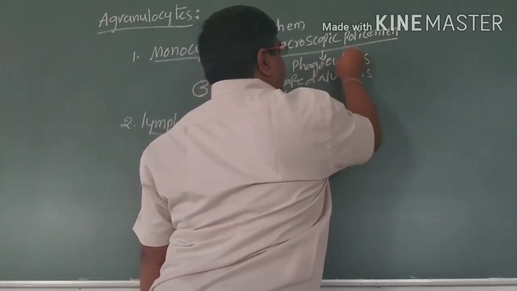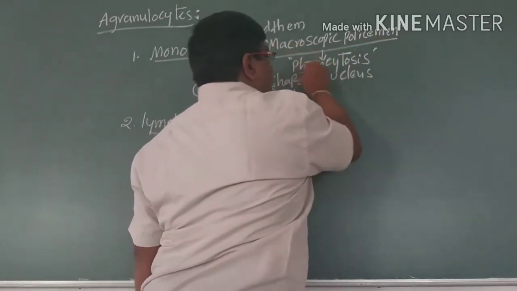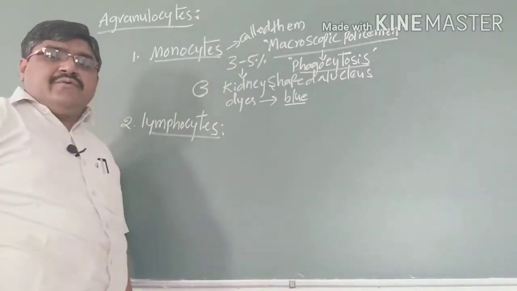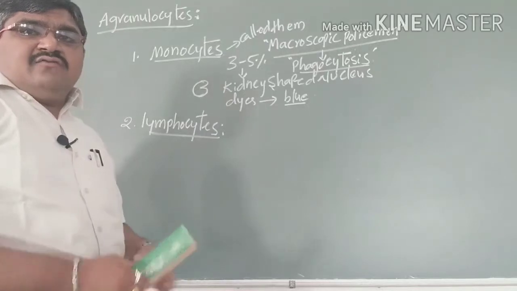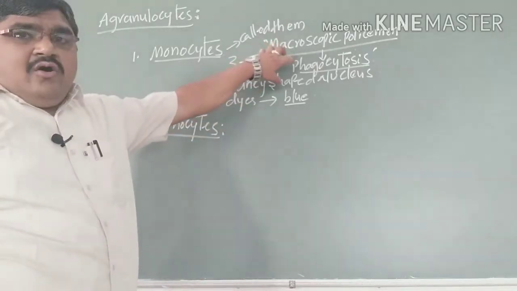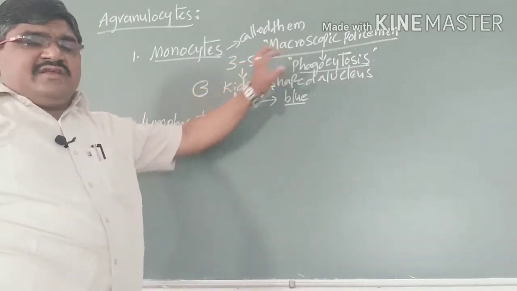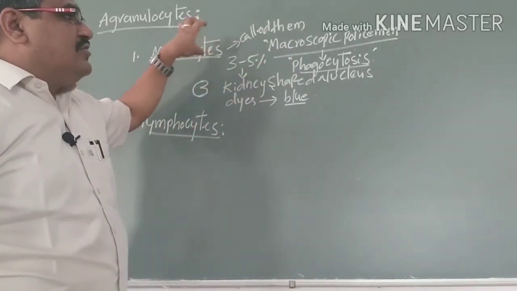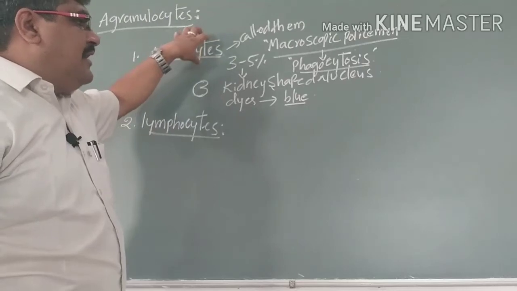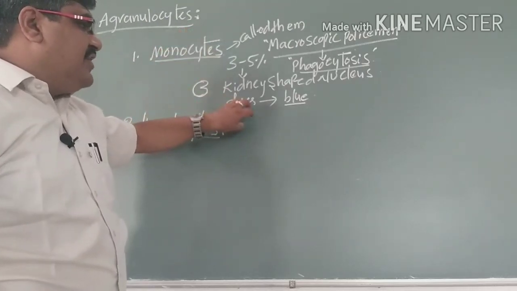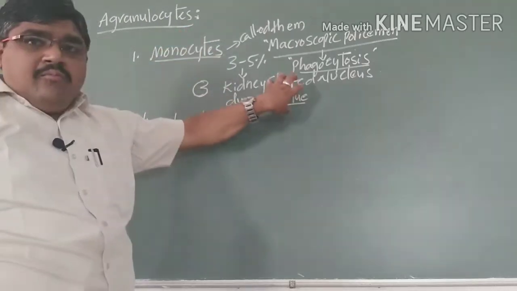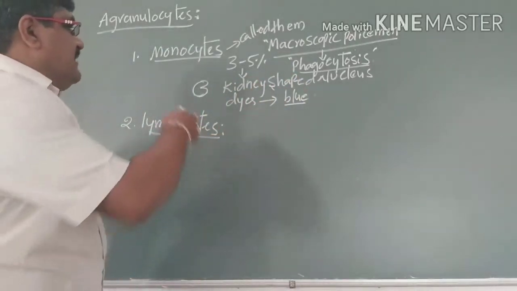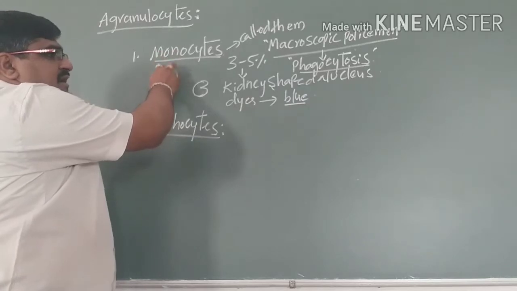That means they engulf the bacterial cells and fight against the harmful germs. So these are also helpful in the process of phagocytosis. We call monocytes macroscopic policemen, and when dyes are used they produce a blue color. Such types are called monocytes.